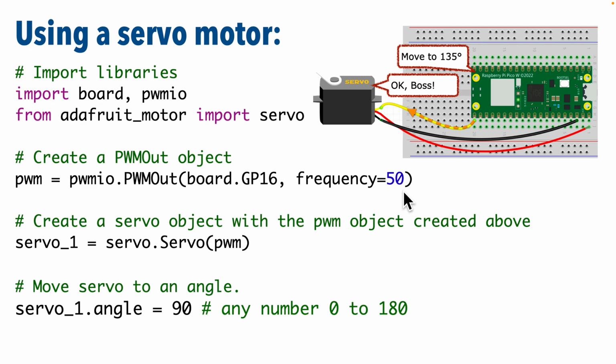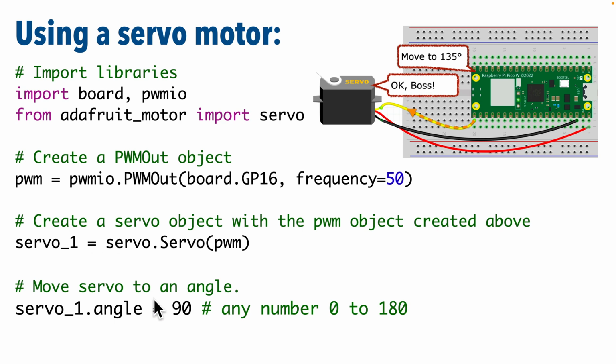So you'll almost always set up a PWM object with this line here. The only thing that's going to change is the pin name if you use a different pin. Now, once we've created this PWM object, we feed that into the servo class of the servo library and give the object you've created a name. Here I'm calling it servo_1.